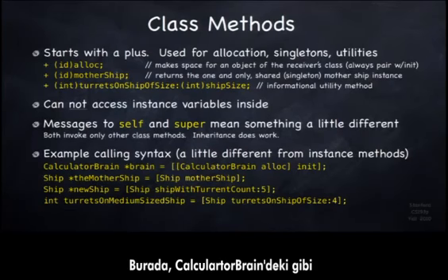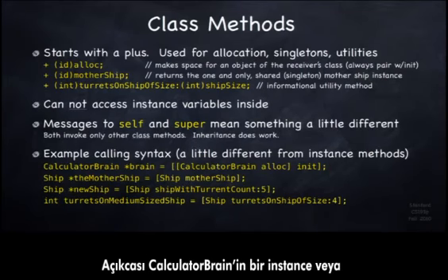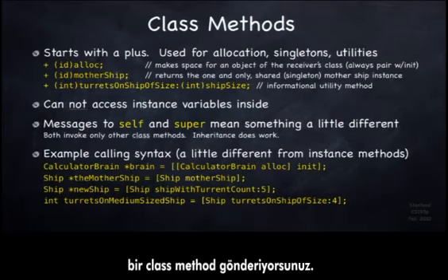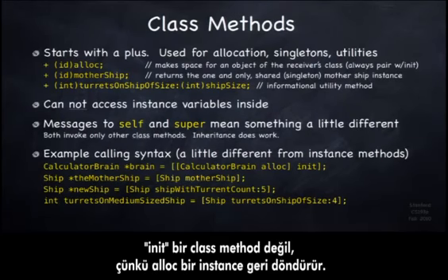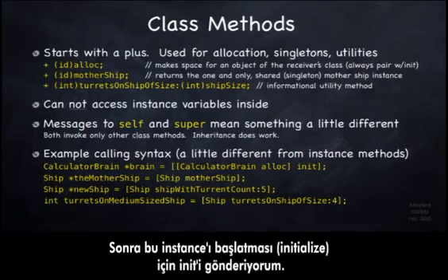Here you put the actual name of the class, like CalculatorBrain. This is one of the reasons we have all our classes start with a capital letter, so that it's very obvious you're sending a class method here, that CalculatorBrain isn't some variable that points to an instance of something, it's clearly a class name. And then I'm sending init to the result of that. Init is not a class method, okay, because alloc returns an instance, memory space allocated for an instance, and then I'm sending init to that instance to initialize it.